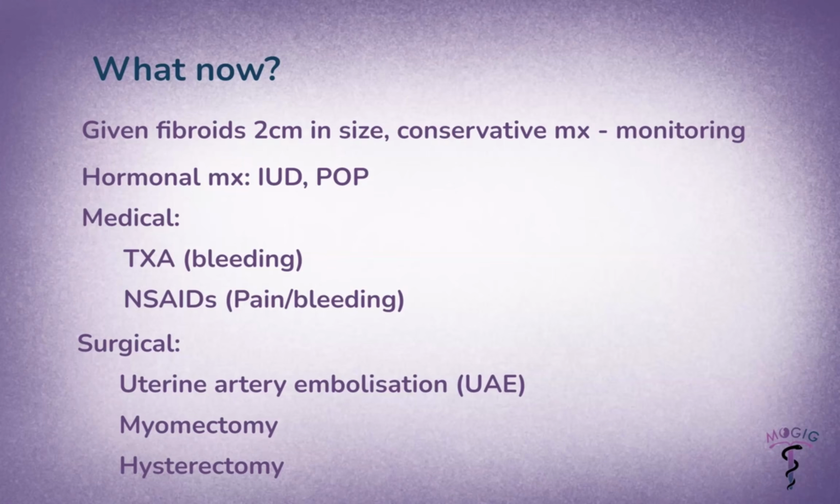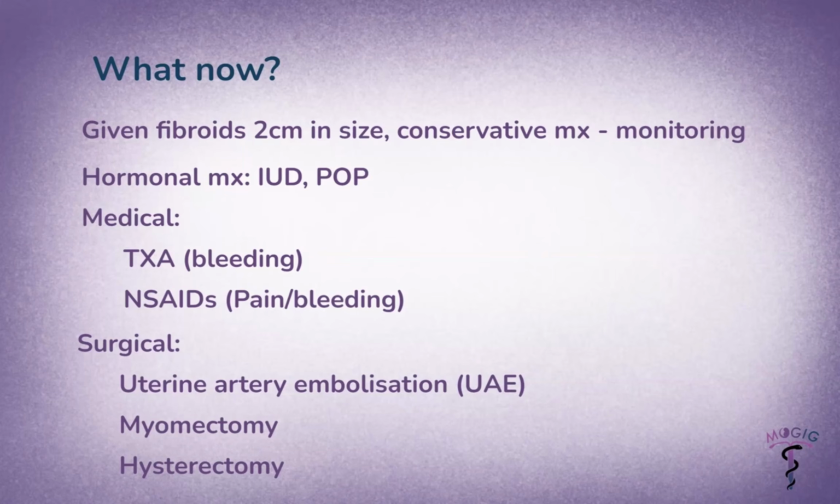And above this, we start to think about things like myomectomies, uterine artery embolization, or hysterectomy, which are all your surgical interventions. So we tell Marnie that because the fibroids are 2 centimetres in size, we'll just keep monitoring this every year or so to make sure they're not increasing in size.